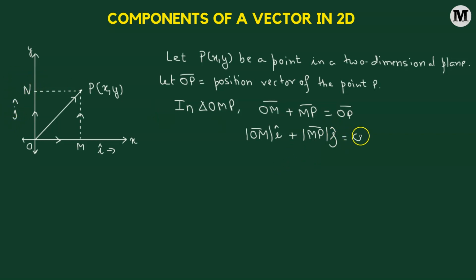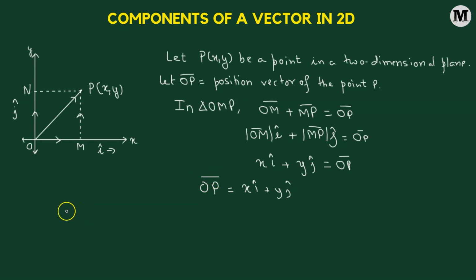This is going to be our vector OP, which means we have x times i cap. Now x, because OM is nothing but the x coordinate of point P, and the magnitude of MP is the y coordinate of point P. So we have x i cap plus y j cap. This is going to be OP vector. In other words, we have expressed the vector OP, or we can say the position vector of point P, in terms of its coordinates as x times i cap plus y times j cap. Fine. So this is how we can represent the position vector of point P.